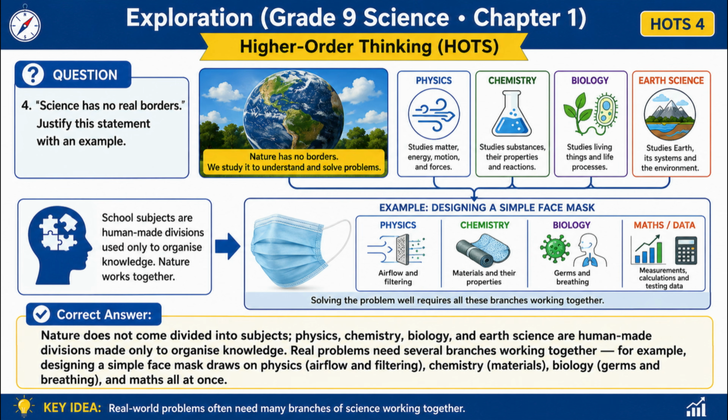4. Science has no real borders. Justify this statement with an example. Nature does not come divided into subjects. Physics, chemistry, biology, and earth science are human-made divisions made only to organize knowledge. Real problems need several branches working together. For example, designing a simple face mask draws on physics, airflow and filtering, chemistry, materials, biology, germs and breathing, and maths all at once.